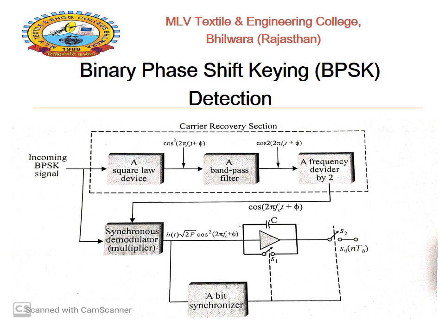The demodulator multiplies the input and the recovered carrier signal. Two inputs are connected to the synchronous demodulator. The first one is the incoming BPSK signal, and the other input is from the frequency divider by 2 section, which will be cos(2πfct + φ). So finally the output of the synchronous demodulator or multiplier will be B(t) √(2P) cos²(2πfct + φ).